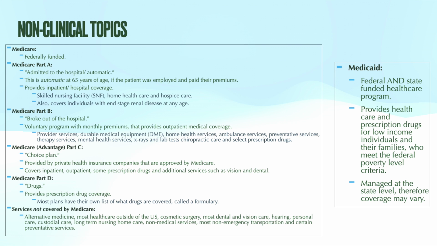And then finally, there at the bottom of the slide, you can see services that are not covered by Medicare. For example, alternative medicine, most healthcare outside of the US, cosmetic surgery, most dental and vision care, remember, unless you have Medicare C or Choice Medicare, which does include dental and vision. Also, hearing, custodial care, long-term nursing home care, non-medical services, most non-emergency transportation, and certain preventative services as well. So there's a long list of stuff that's not included on Medicare, and you can see that it really depends on which plan they are enrolled in.